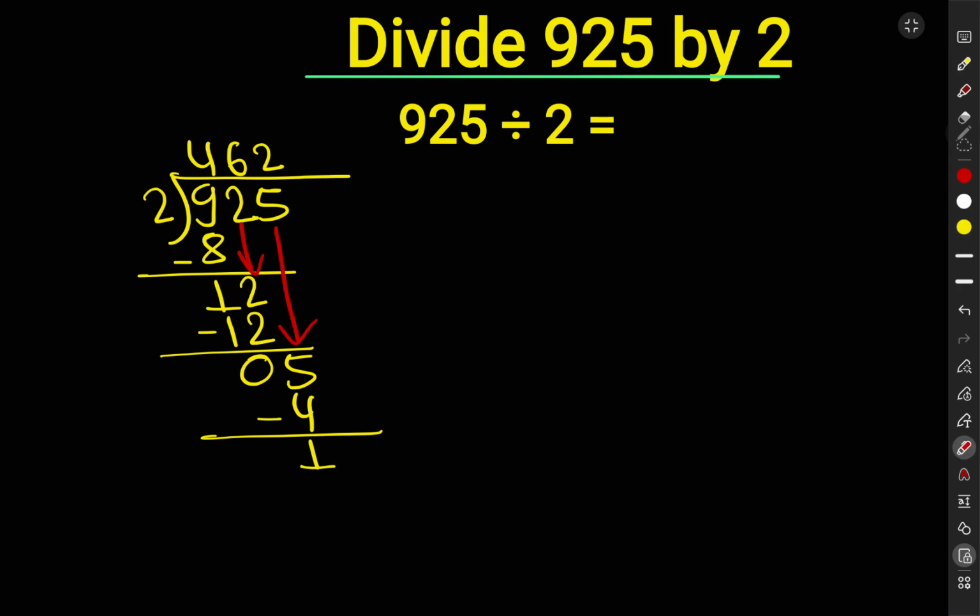So now we don't have any number to put down. So we take here a decimal so that we put 0. So it is 10 and 2 times 5 is 10. On subtracting we get 0. So 925 divided by 2 is 462 decimal 5.